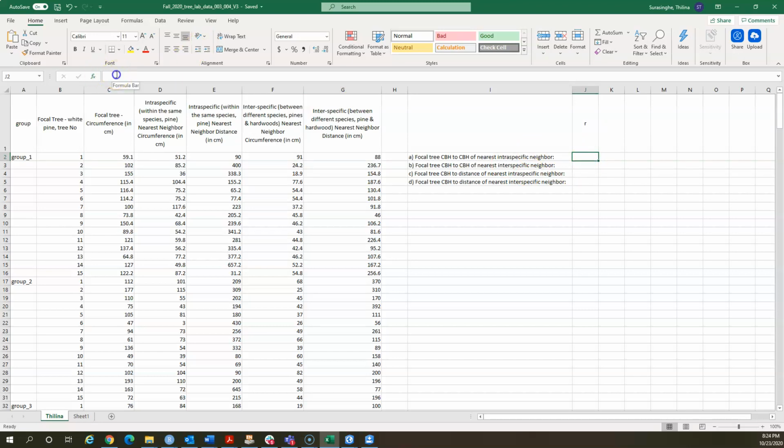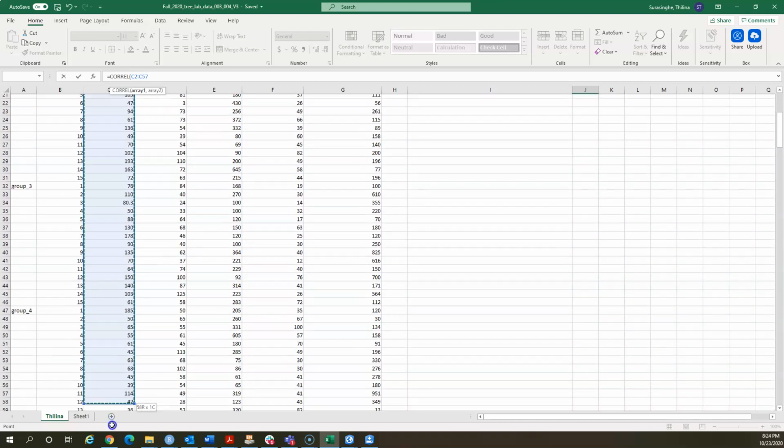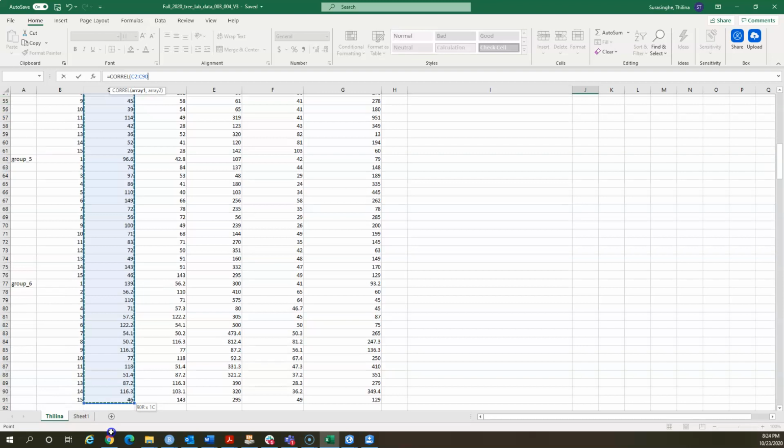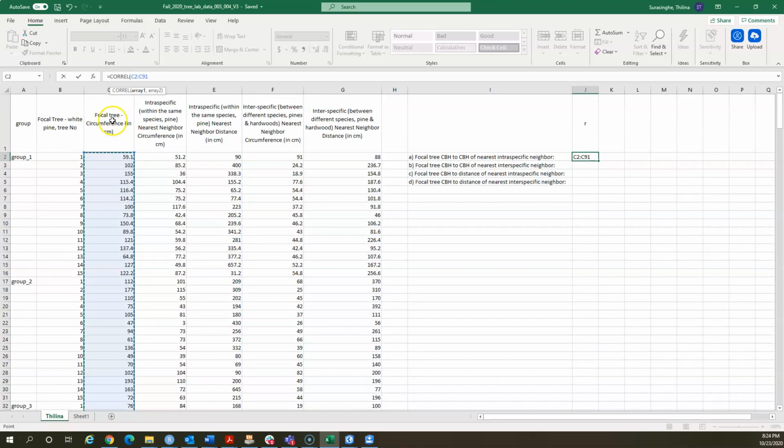Okay, so what I'm going to do, I'm going to keep my cursor over here. I will go over here to the formula bar, right? And I will type equals CORREL, and then when you type CORREL, this thing pops up, right? And I'm going to double click that, right? And then it prompts for array 1 and array 2. What is my array 1? Focal tree circumference, right? I'm just going to select all the data for that, right? Now see, I only selected the data, I did not select the column heading, okay?